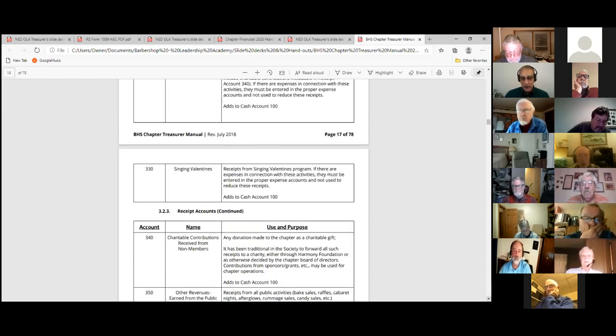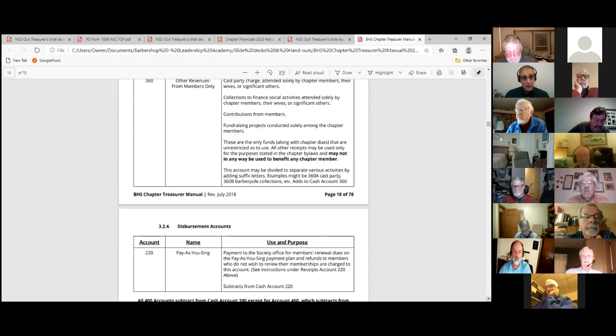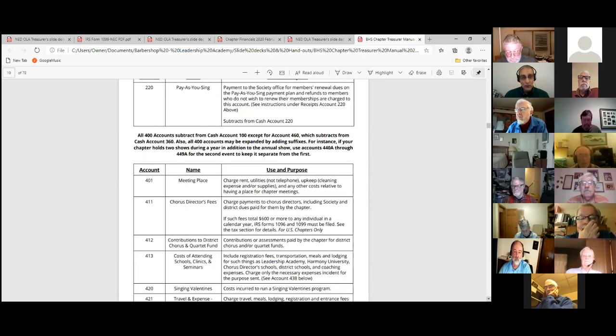But then they say, if you want to break it down a little further, make it 360A, 360B, well, you don't have to do that. You can make it 361, 362. You don't have to create a fourth digit. No need for that. Now we'll look at the expense accounts.